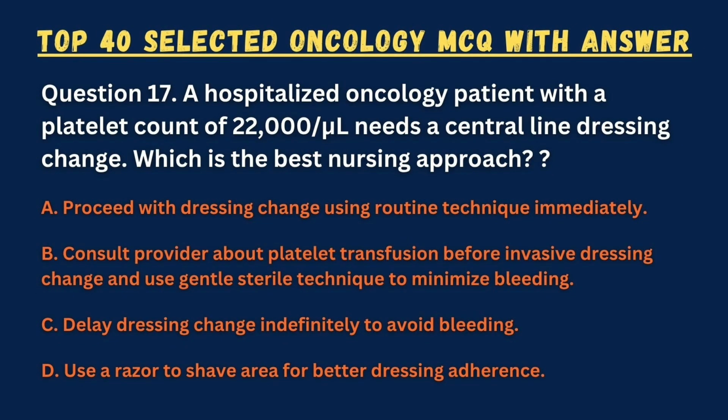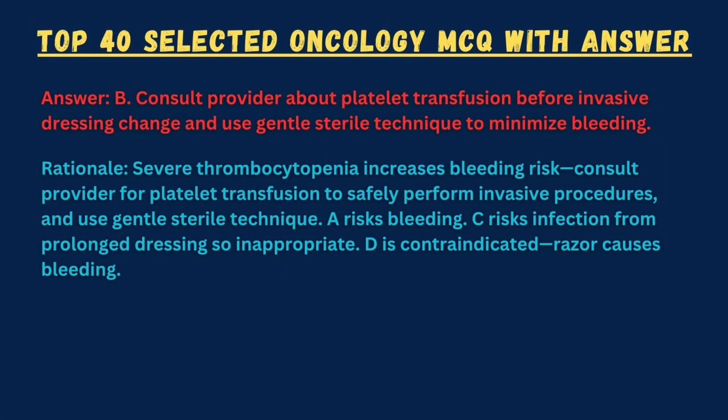Question 17. A hospitalized oncology patient with a platelet count of 22,000 per microliter needs a central line dressing change. Which is the best nursing approach? A. Proceed with dressing change using routine technique immediately. B. Consult provider about platelet transfusion before invasive dressing change and use gentle sterile technique to minimize bleeding. C. Delay dressing change indefinitely to avoid bleeding. D. Use a razor to shave area for better dressing adherence. Answer. B.